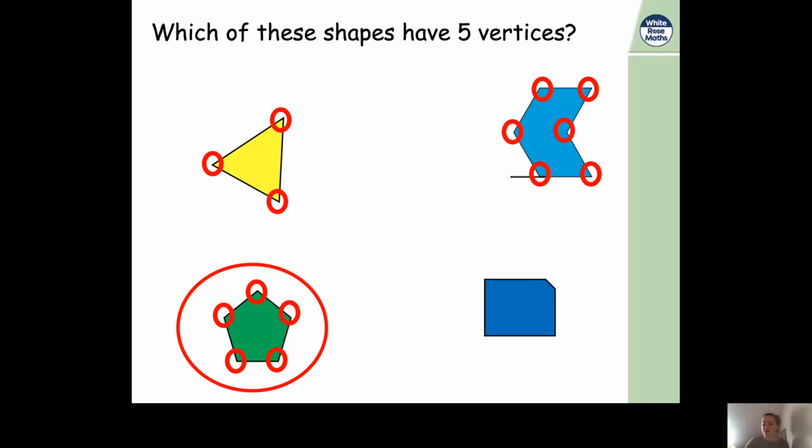Now let's try the last one. So we've got 1 vertex, 2 vertices. I hope you're counting with me. 3 vertices. 4 vertices. Have I missed any? Yes, I have. 5 vertices. So therefore, this shape has 5 vertices, like the question is asking us. So therefore, we can circle this shape. So there we go. We have 2 shapes that have 5 vertices. And then we had our triangle that has 3, and then the other shape that has 6 vertices. So well done if you're able to spot which shapes have 5 vertices. That's fantastic.